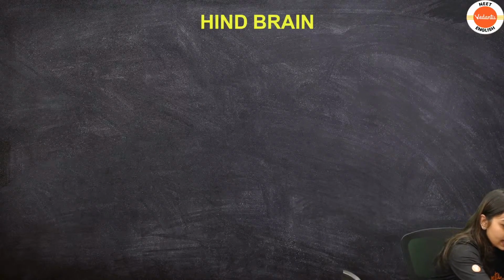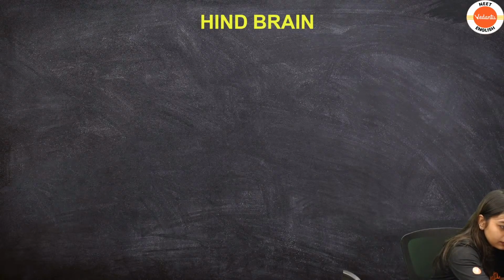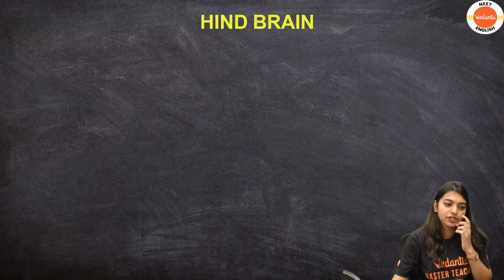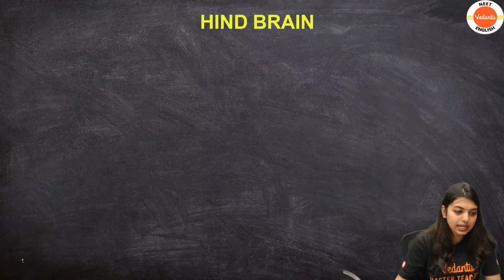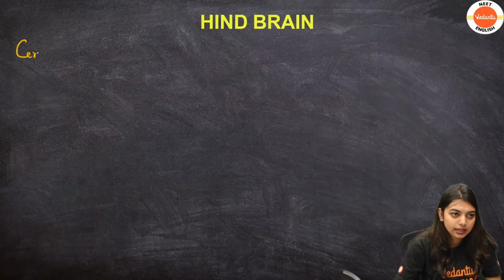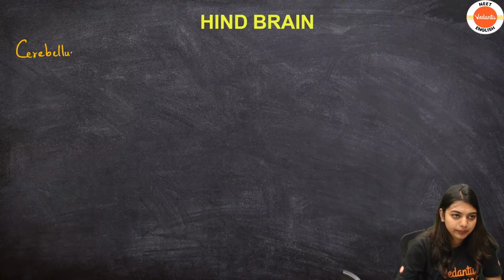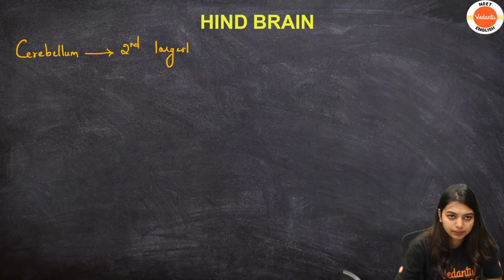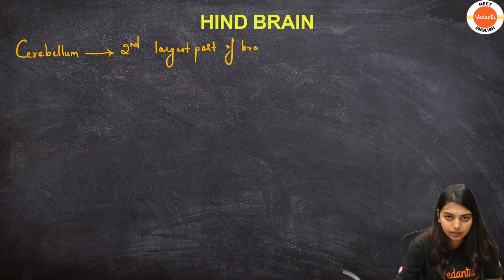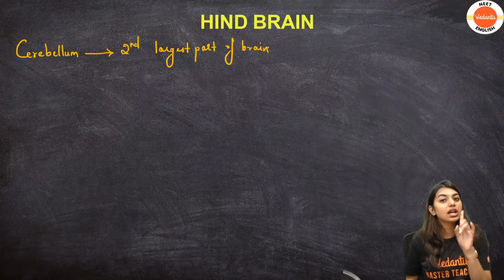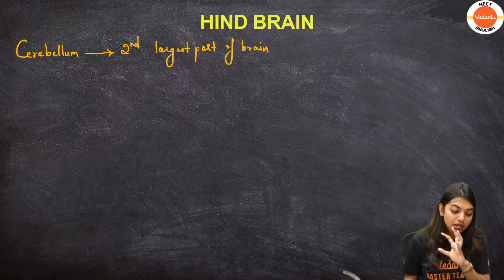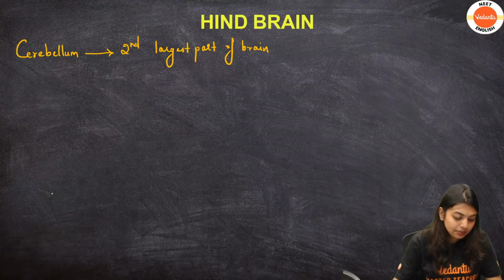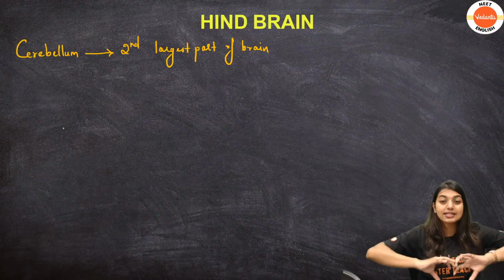Okay, now students, let's start the hindbrain. Are you all there? Now, when we talk about hindbrain, we should understand that we are going to talk about your cerebellum, right? The cerebellum is the second largest part of the brain. Any doubt in this? First largest part was what? Cerebrum. Second largest part is what? Cerebellum.